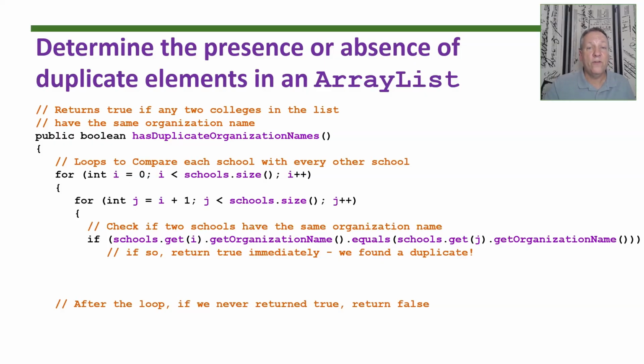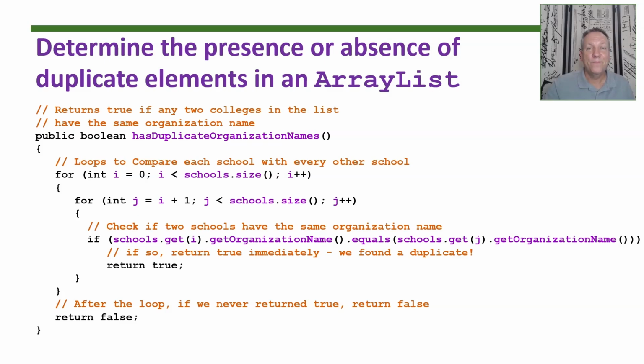Now, what am I comparing it to? The name of the other institution. So schools.get(j).getOrganizationName. If those are ever equal, well, then I'm going to return true immediately because I found a duplicate. However, if I get all the way through both of those nested loops and I've never returned true, well, that must mean there's no duplicates. So I'm going to return false.